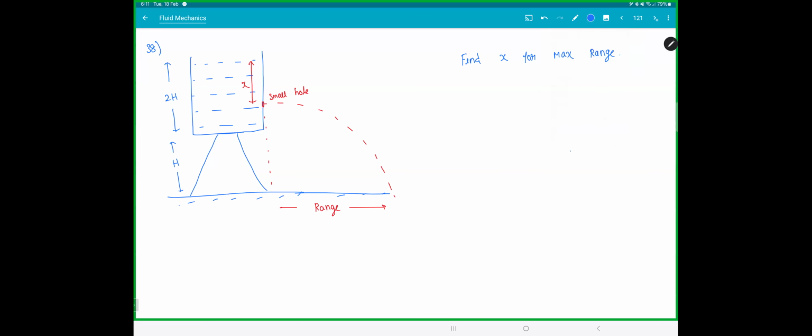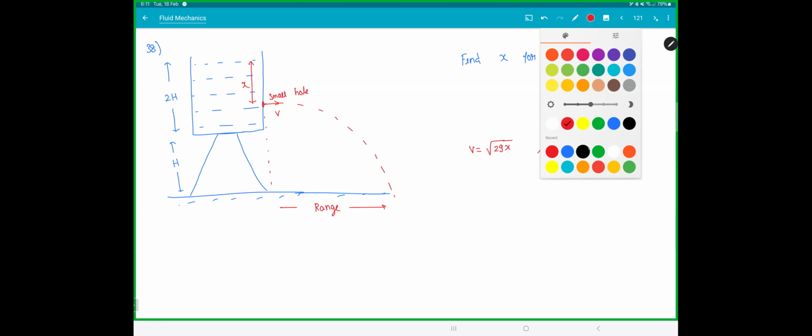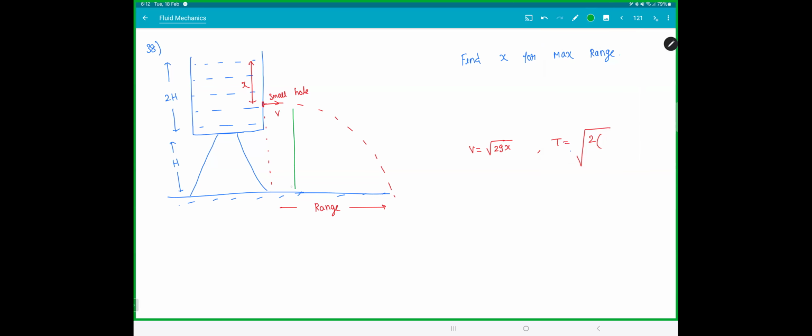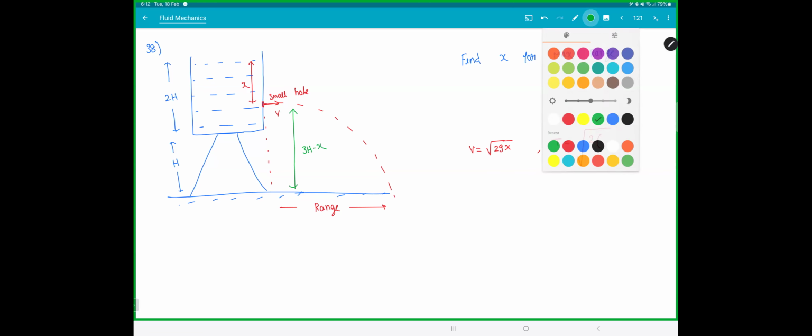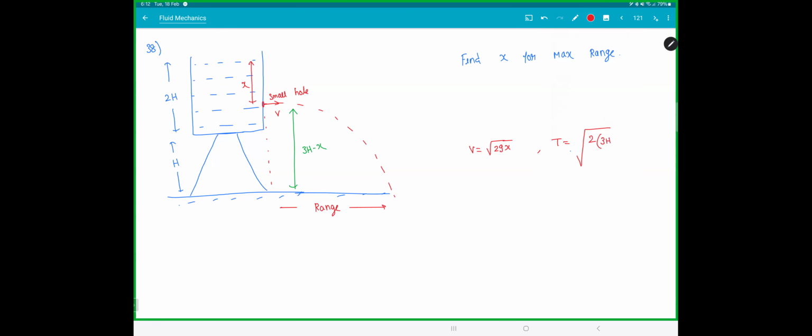So first thing, what is the velocity of efflux? So V is equal to root over 2gx. Remember, x is the height of the liquid above the hole. What is the time of flight? Time of flight will be root over 2 into, how much is this height? This will be 3h minus x, so 2 into 3h minus x by g. So the whole question has become like someone is throwing a particle horizontally from a building of this height. So from here we get range is Vt.